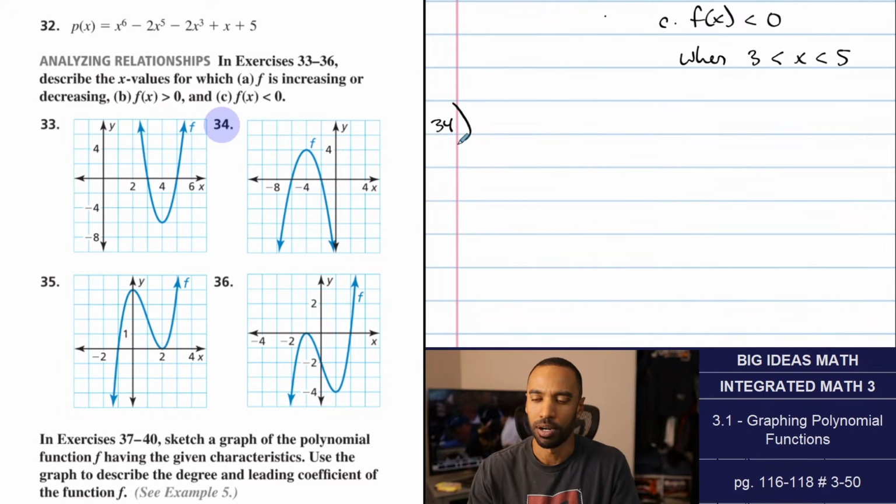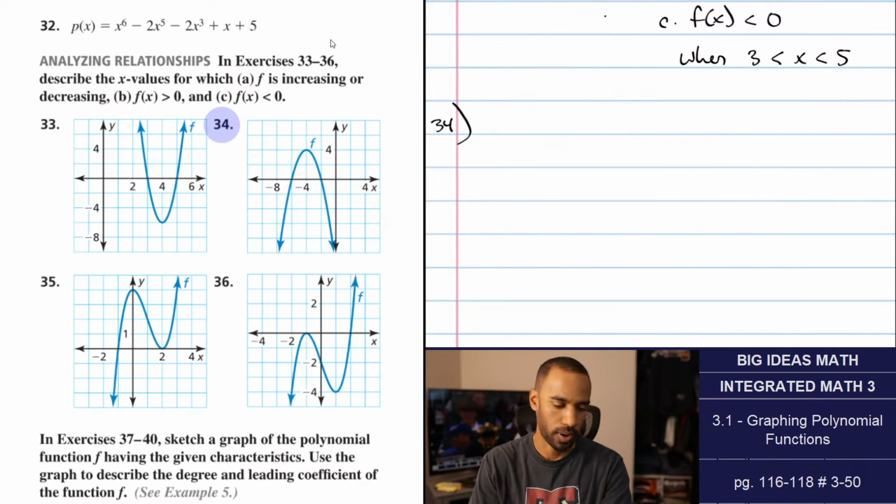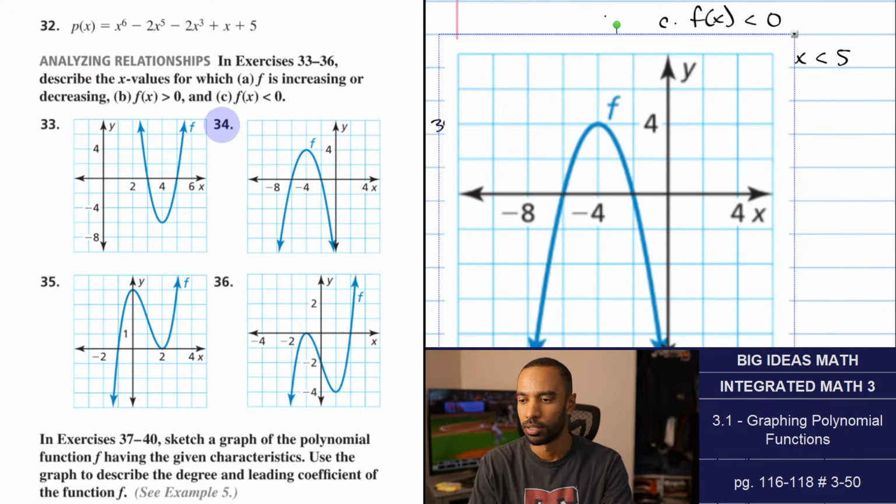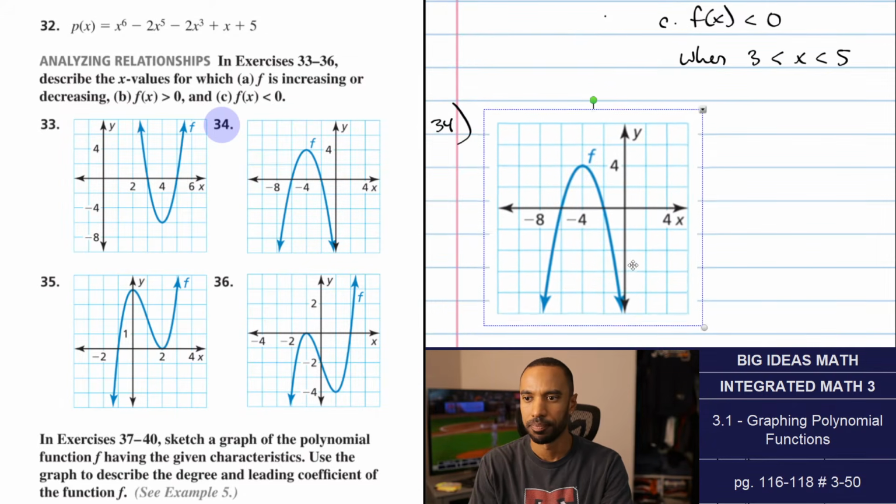Number 34, another quadratic. They start you easy before they hit those little cubic looking ones. But number 34, we got this guy.